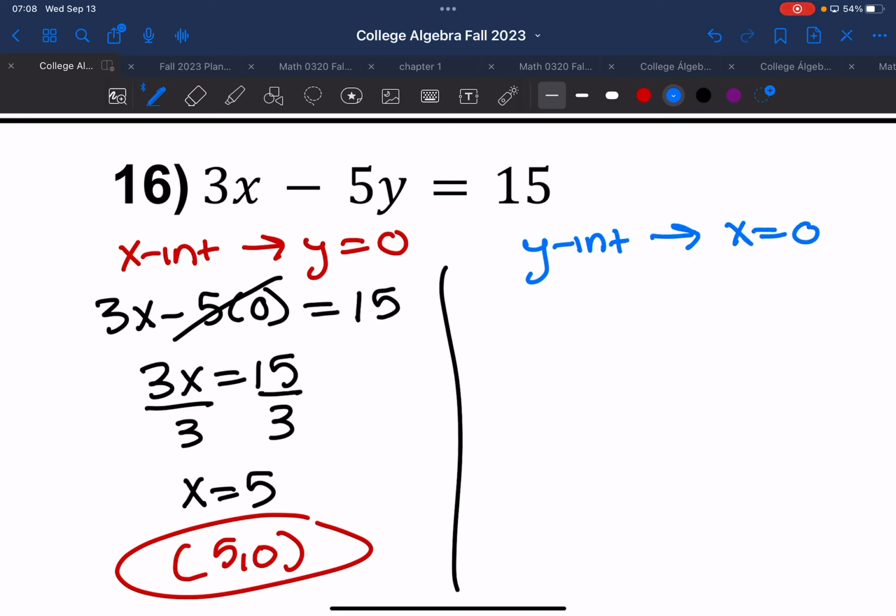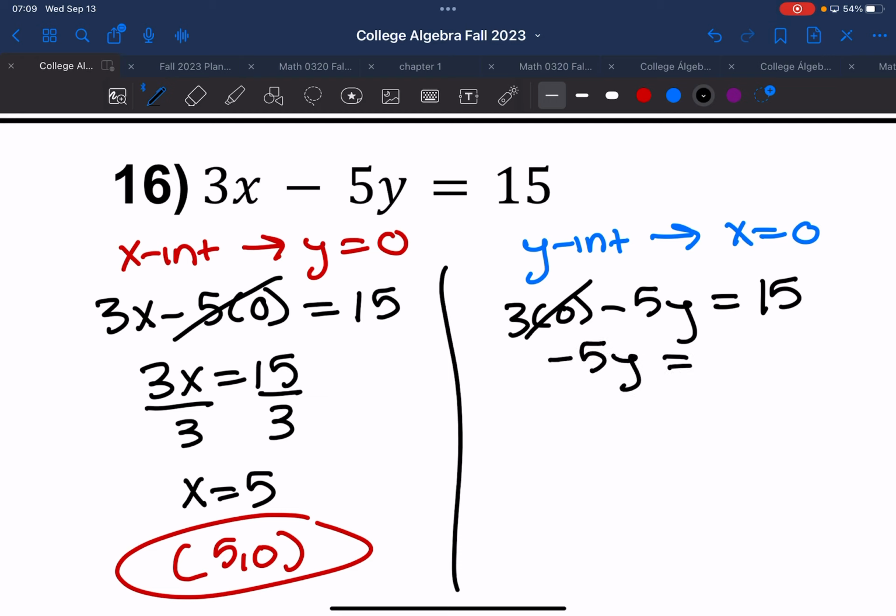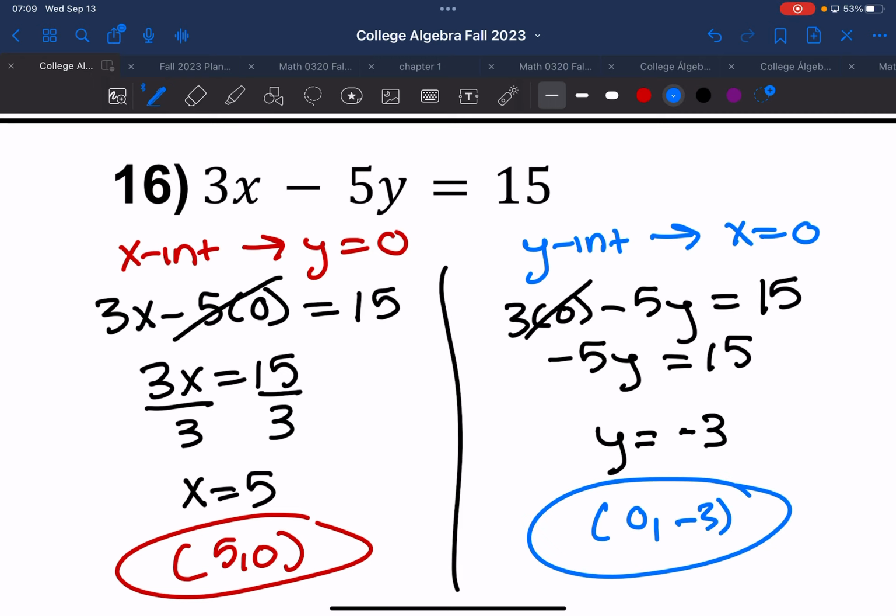For the y-intercept, I'm going to plug in 0 for x. So I get 3 times 0 minus 5y is equal to 15. 3 times 0 cancels out. I'm left with negative 5y is equal to 15. When I divide both sides by negative 5, I get y is equal to negative 3, which gives me the point 0 comma negative 3.